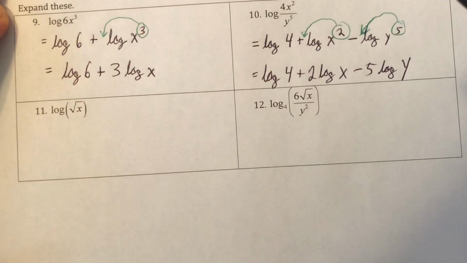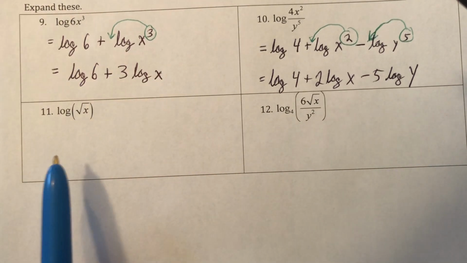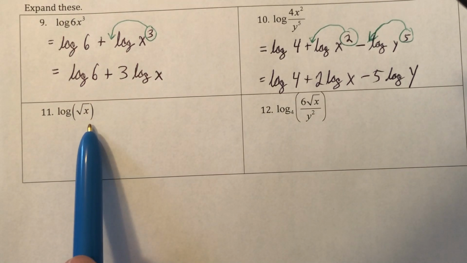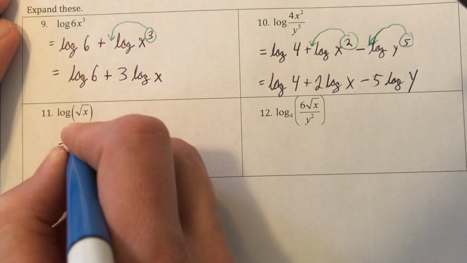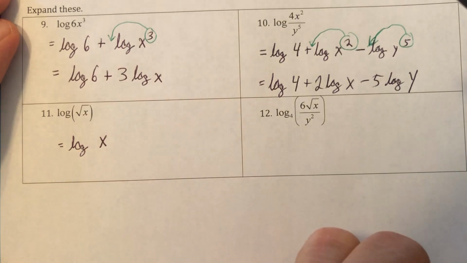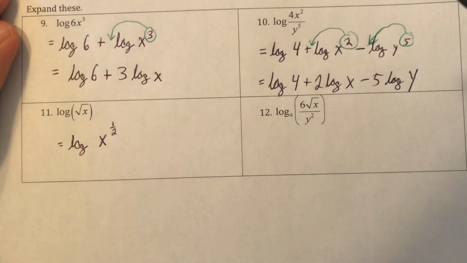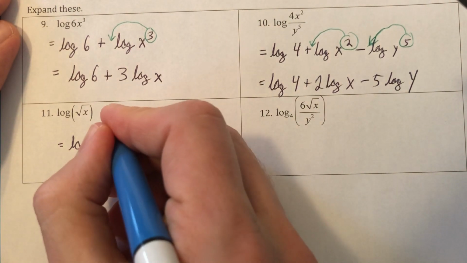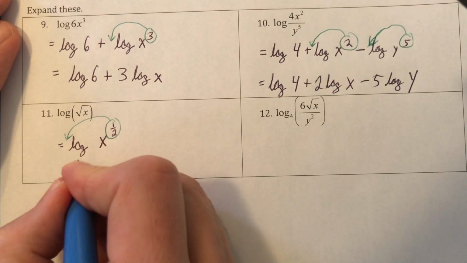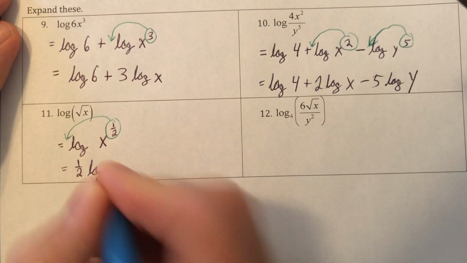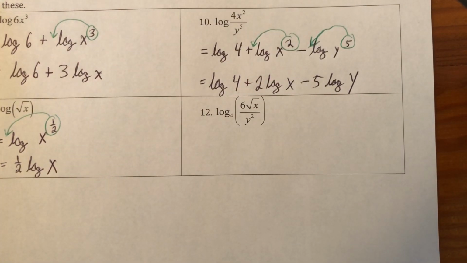Done. 2 more. Okay, it's not multiplied by anything, it's not divided by anything, but there's an exponent on it that will become a coefficient. This is log of x, it's square rooted, which means the exponent is a half. And so we're going to take that exponent and bring it to the front. So we really have 1/2 log of x. Okay? All right, one more.